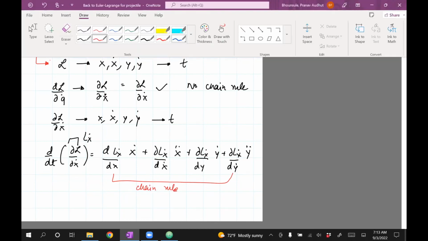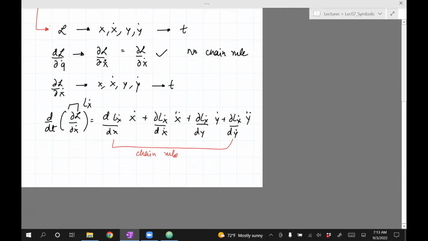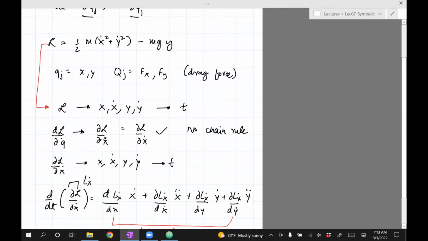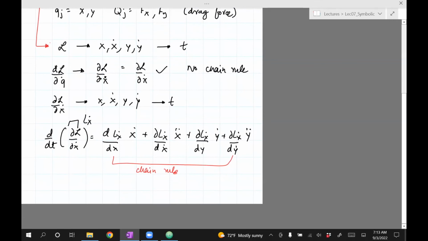And then the last thing which is left is to compute dL/dq_j. In this case for x, that will simply be what it is, dL/dx, with no chain rule, because there's no function of time. So once we have all these pieces, we can compute the equations of motion. This is done for x here, and it needs to be done for y.